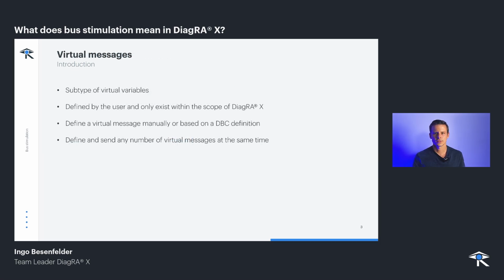Virtual messages are a subtype of virtual variables and therefore are defined by the user and only exist within the scope of DiagRA X. You can define a virtual message manually or based on a DBC definition. And you can define and send any number of virtual messages at the same time. For example, you can define multiple virtual messages, each reflecting one specific value of the same DBC message, and then send them quickly on demand or cyclically in a round-robin scheme.